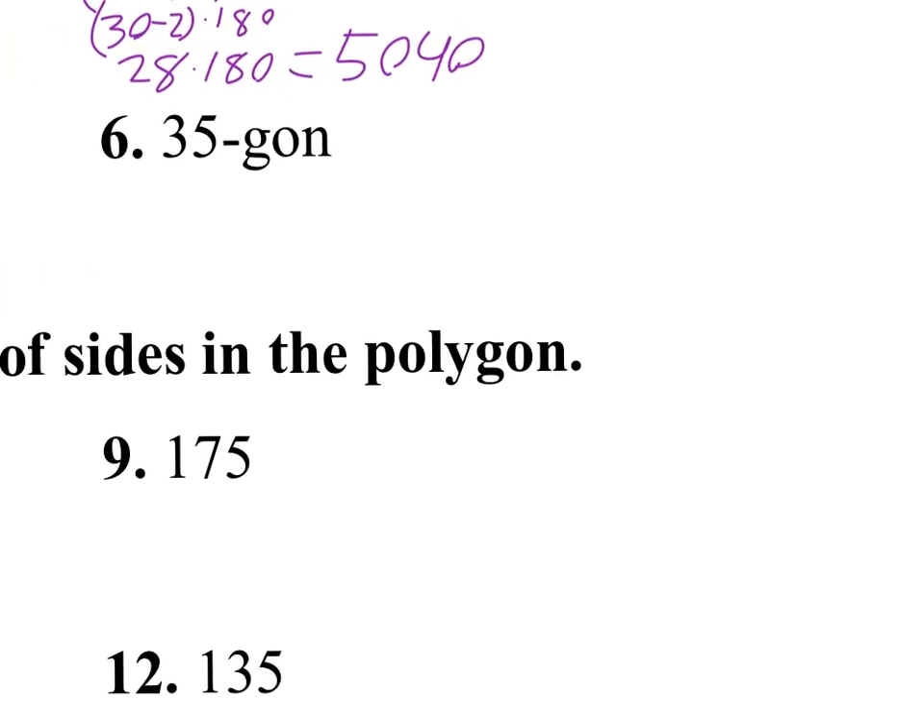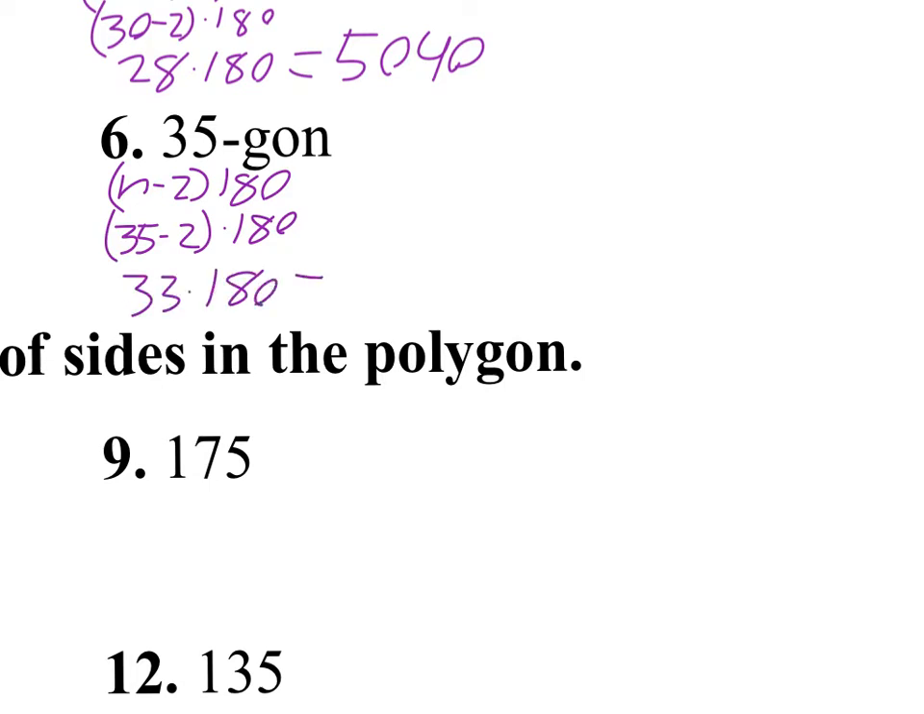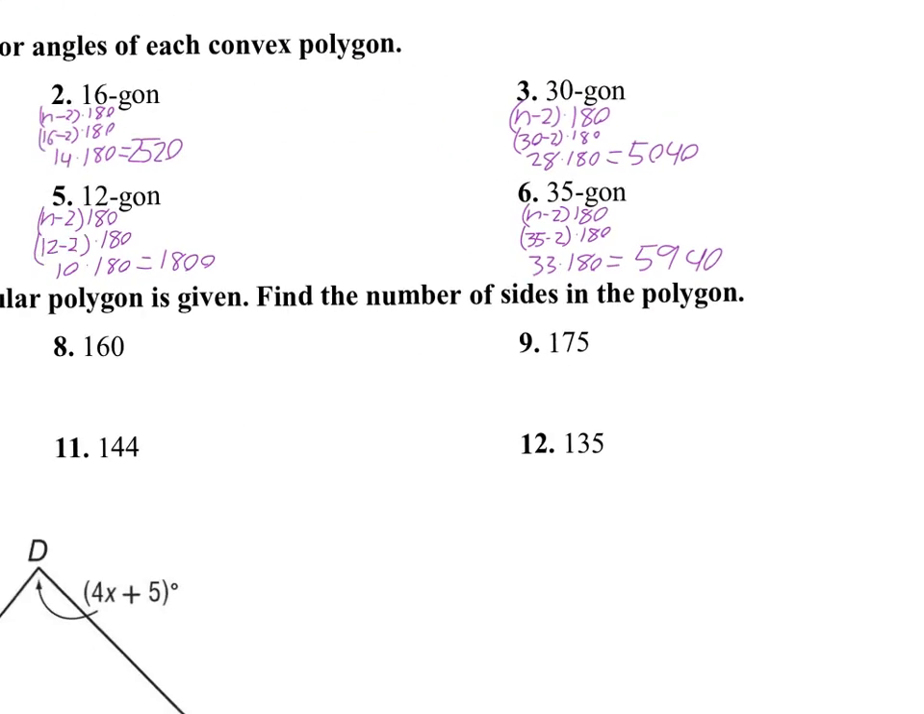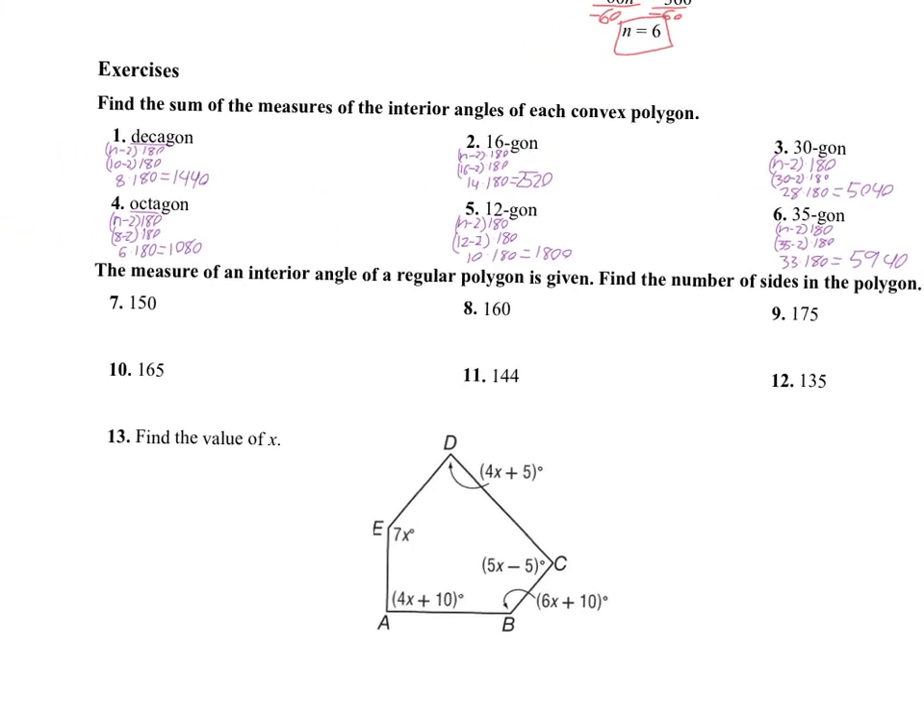35-gon. N minus 2 times our 180. 35 minus 2 times 180. 33 times 180 equals 5,940. Of course, if you have questions on these, please be sure to ask via email or in class.